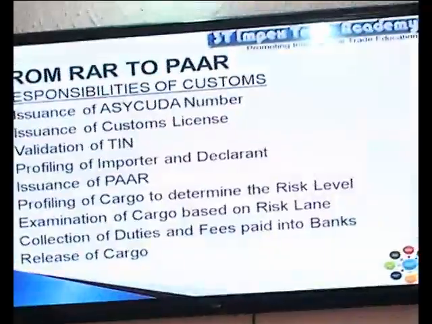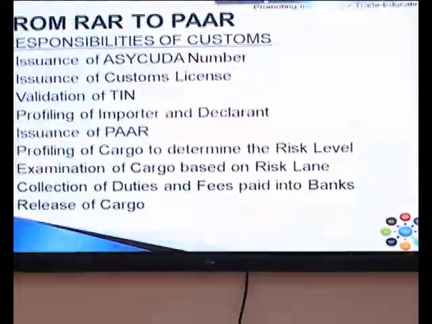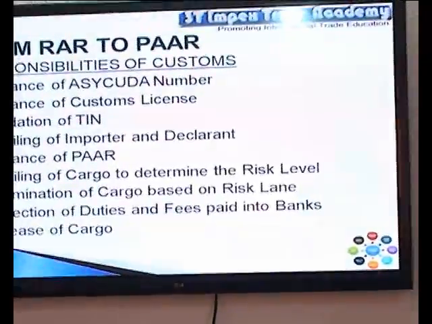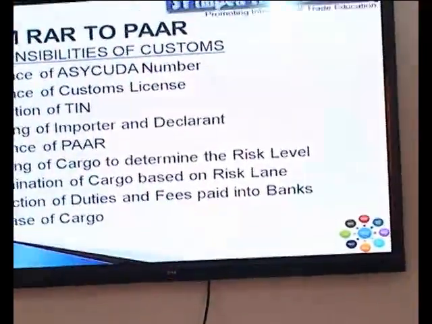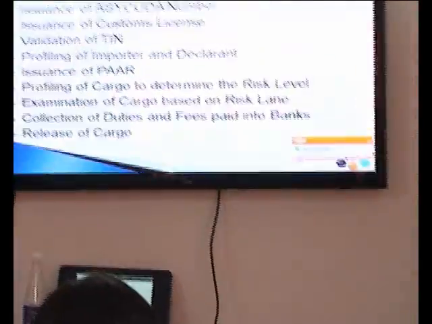So what does custom do themselves? They issue the Asycuda number, they issue the custom license, they validate the TIN, they profile importer and declarant, they issue the PAAR. They profile cargo to determine the risk level, they examine cargo based on risk lane.